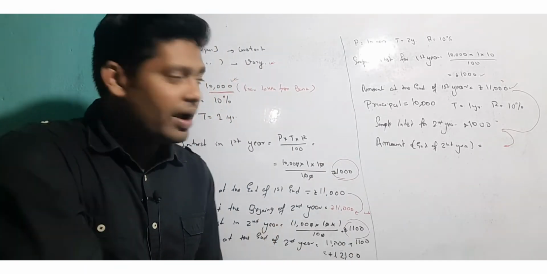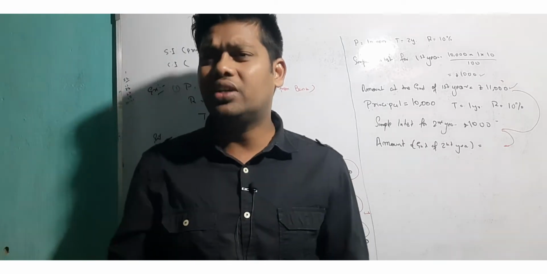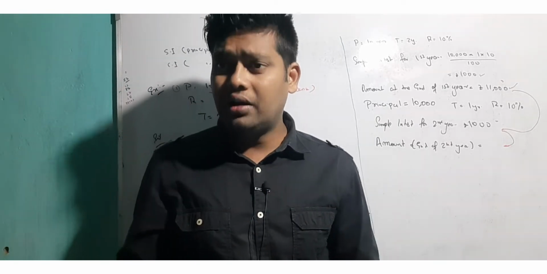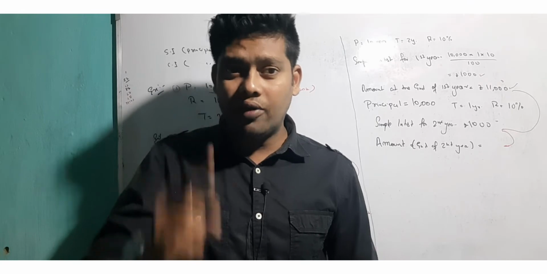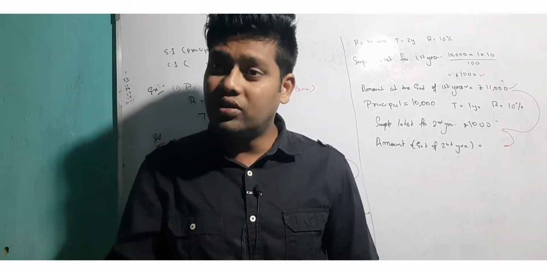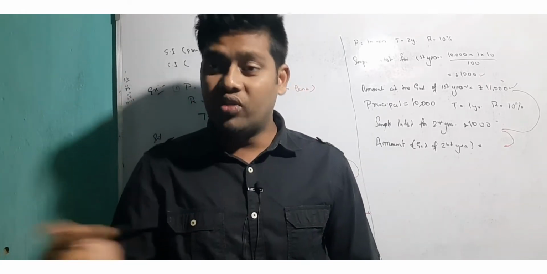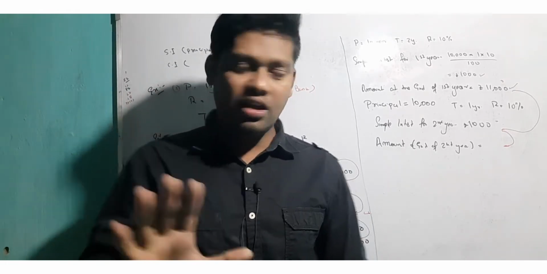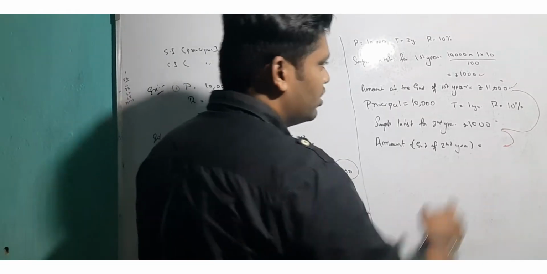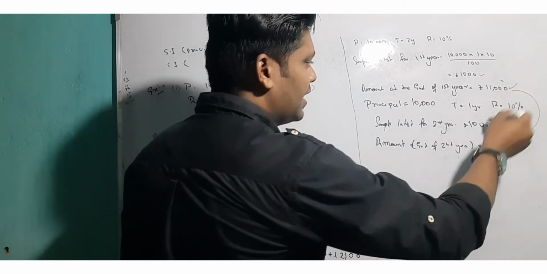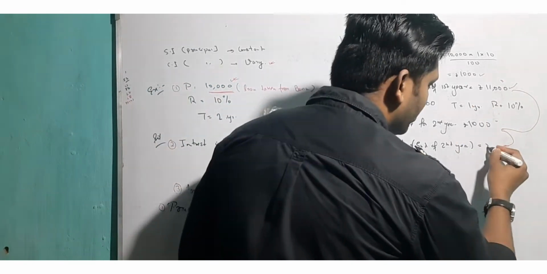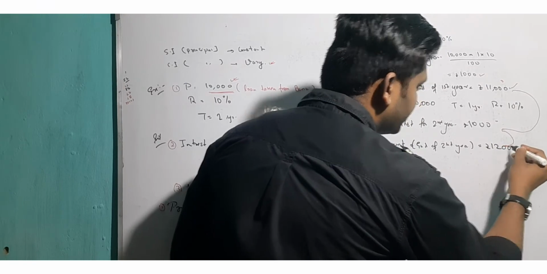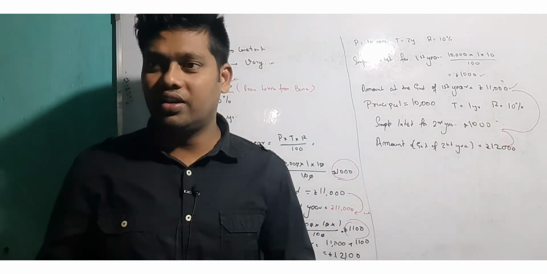In this case, I am not using it in the calculation, but when I am finding out the amount, I have to consider the amount of the last year with that of the interest of this year. Clear? Okay, so it will be how much? 11,000 plus 1,000, how much? It will be rupees 12,000. See, the amount got increased. Clear?